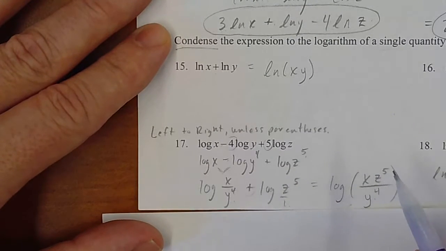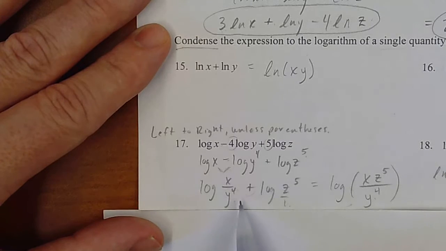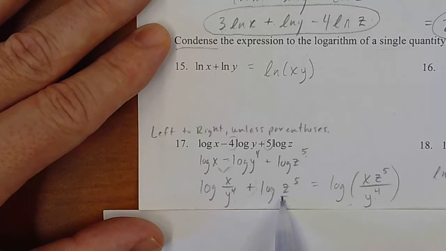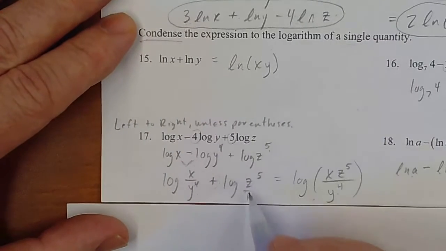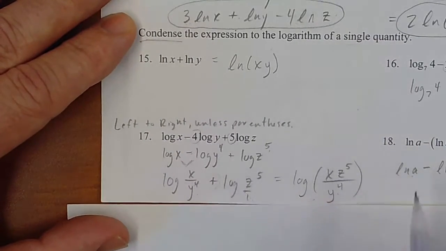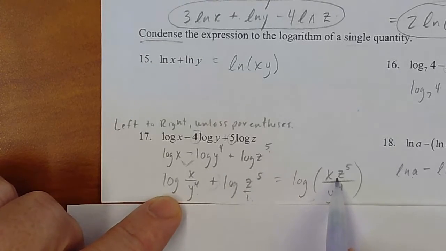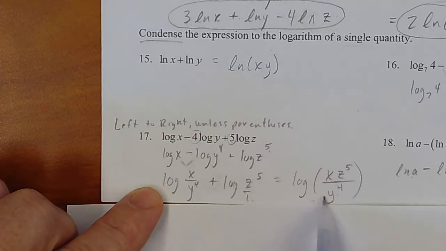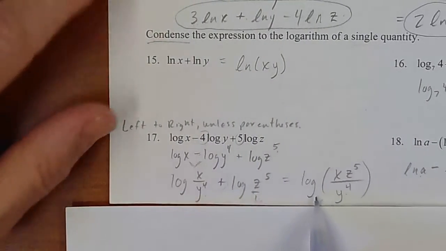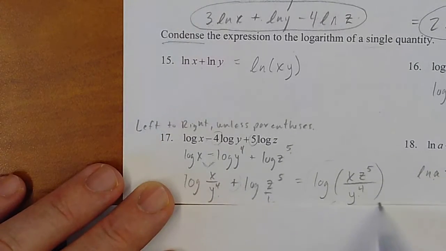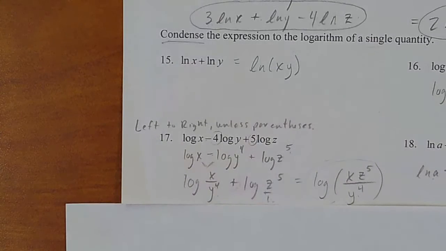All right, pause if I'm going too fast, but I'm going to continue. Now I'm down to 2 logs, and I have a sum. So I can write this as a product of u times v. To multiply these, I put z to the 5th over 1 just to help you get things lined up when you multiply fractions. Numerator times numerator. So we've got x z to the 5th, and on the bottom, y to the 4th times 1. And now here we have it. That's a single logarithm. That's the answer. Why don't you pause, try 16 and 18, and then I will give you some feedback on that.